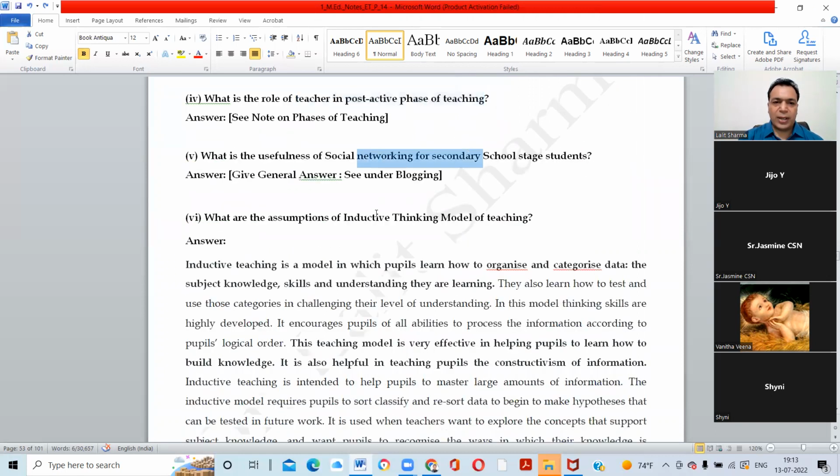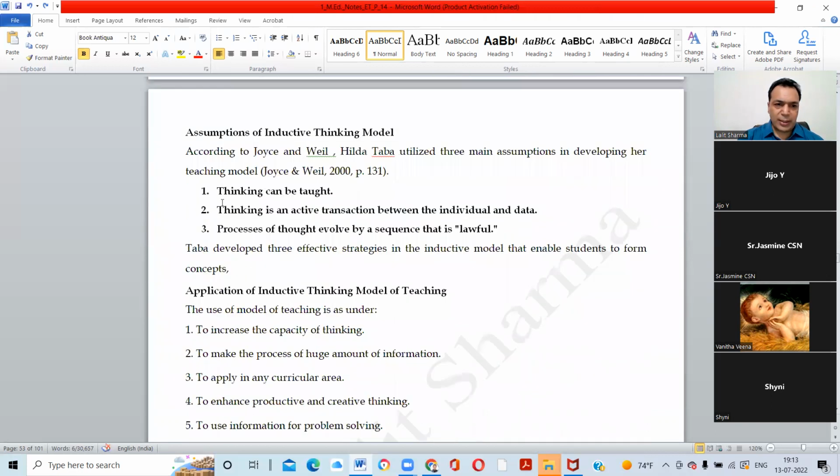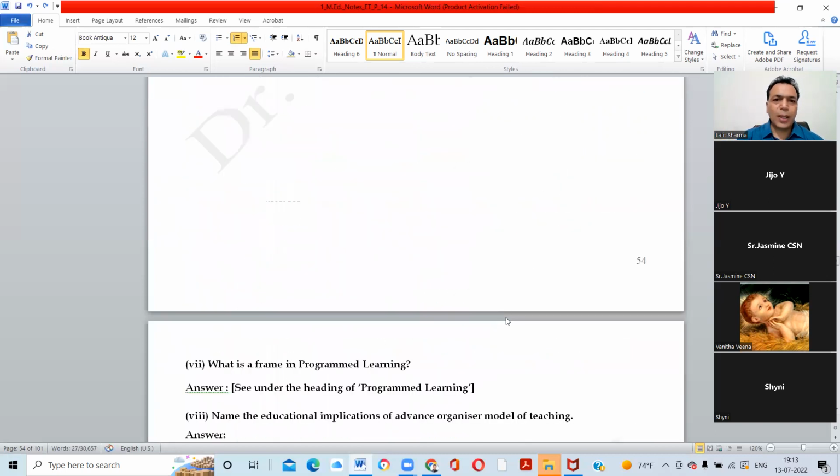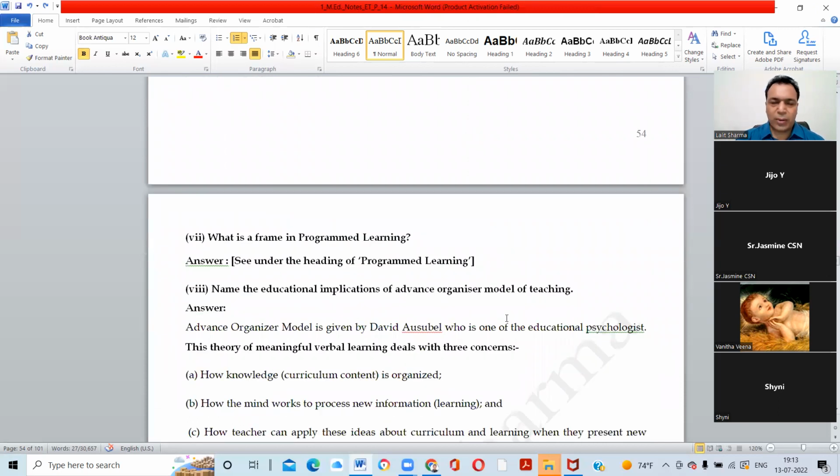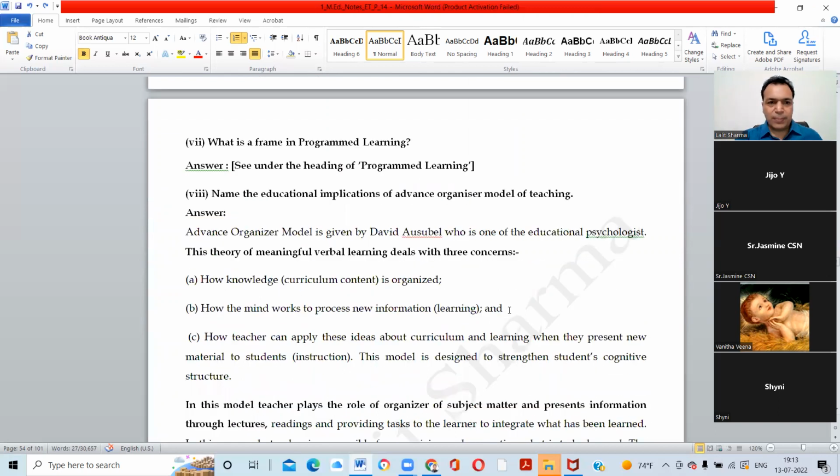Social networking, you have done it. Inductive assumptions of the inductive thinking model. These are the three assumptions of inductive thinking. Thinking can be taught. Thinking is an active transaction between the individual and the data. Process of thought evolves by a sequence that is lawful. This you have to remember, right? Because these are models, you can write in your own way. The assumption was given by the thinking model, right?